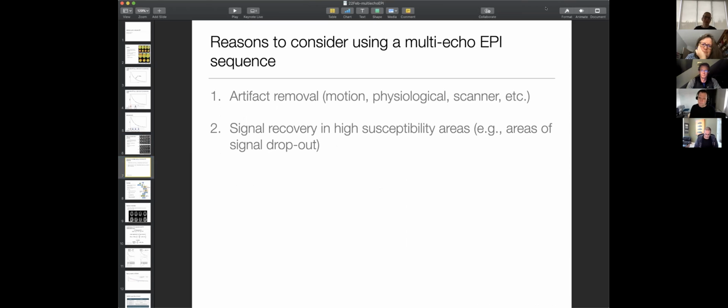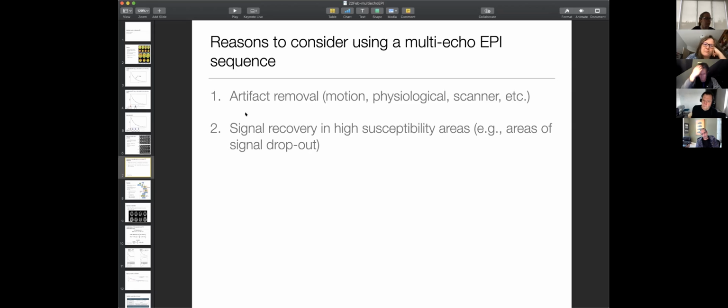So reasons, basically there's 2 main reasons to consider using a multi-echo EPI sequence. Jody nicely covered the motion one. So artifact removal, this will cover head motion, physiologic motion, scanner noise, a lot of stuff that's collected on a T2 star sequence, but isn't related to the bold sequence.